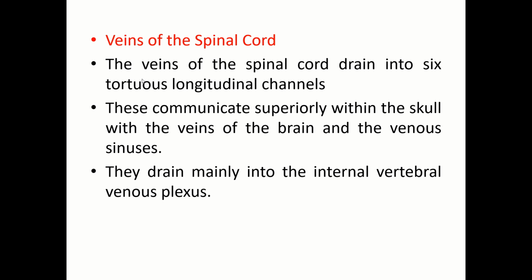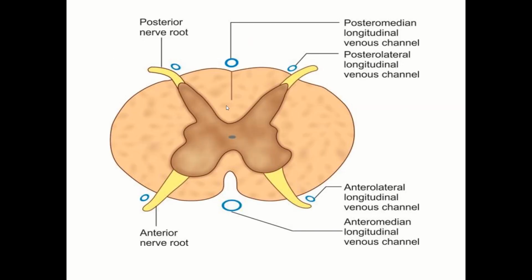Veins. The veins of the spinal cord drain into six tortuous longitudinal channels. These communicate superiorly with the veins of the brain and the venous sinuses at the skull. They drain mainly into the internal vertebral venous plexus. You can see here two median channels, the anterior median channel and the posterior median channel, and the anterolateral and then posterolateral channels. In these two you can observe that they are actually posterior to the nerve root. Here also it is posterior to the nerve root.